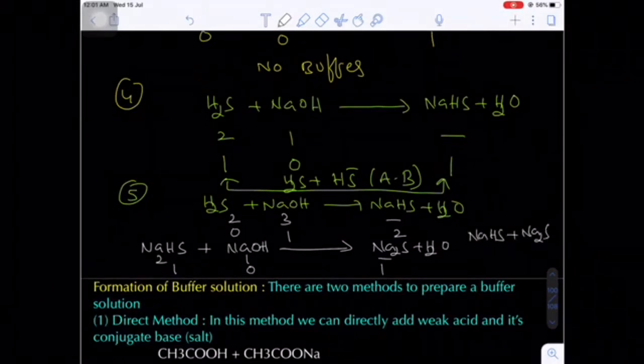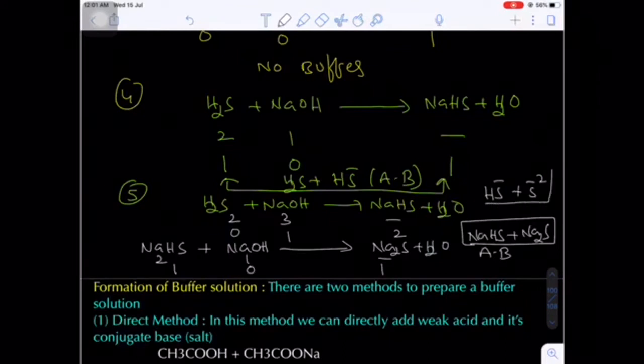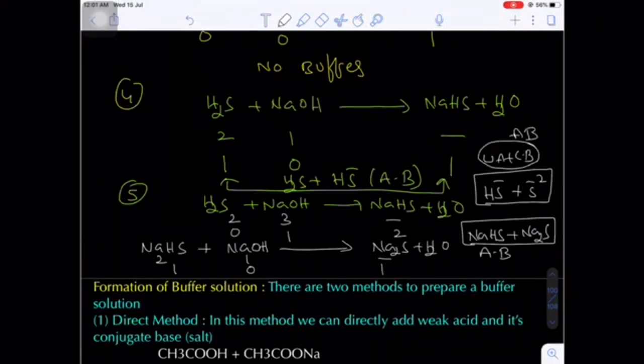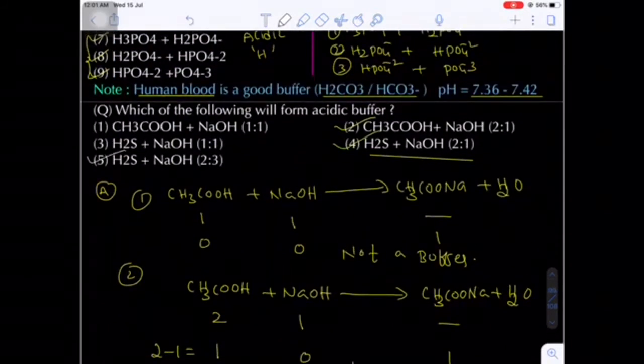That means finally what we have? NaHS we have plus Na2S we have. That means it is also a mixture of what? Acidic buffer, because HS minus is the weak acid. And what is its conjugate base? S minus 2. Just now I told you, weak acid plus its conjugate base is called acidic buffer.